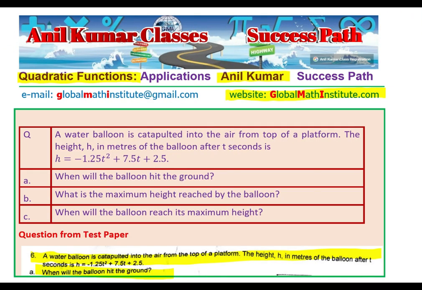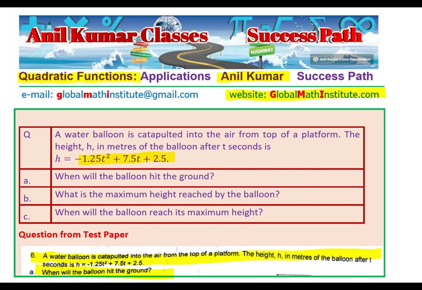So the question here is, a water balloon is catapulted into the air from top of a platform. The height h in meters of the balloon after t seconds is h equals to minus 1.25 t square plus 7.5 t plus 2.5. Three parts of this question are: A. When will the balloon hit the ground? B. What is the maximum height reached by the balloon? C. When will the balloon reach its maximum height?